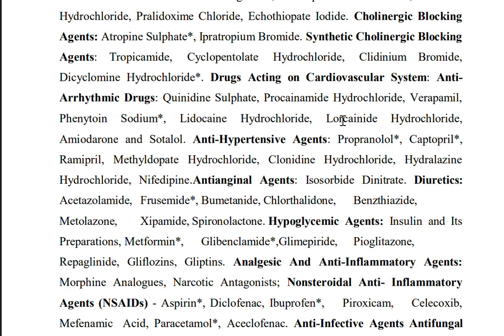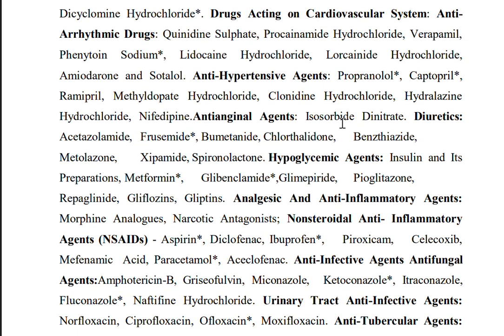Then the cardiovascular system. There are several drugs such as verapamil, phenytoin sodium, and lidocaine, which is used as an anesthetic and also as a cardiovascular drug. Moving on to antihypertensive drugs: propranolol, captopril, and clonidine hydrochloride. Clonidine acts as an alpha 2 receptor agonist, but it suppresses the action of acetylcholine. And then anti-anginal isosorbide dinitrate only is given. So these are the drugs we have to focus on.